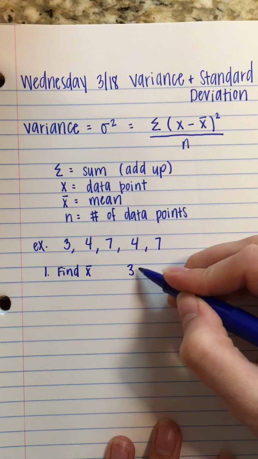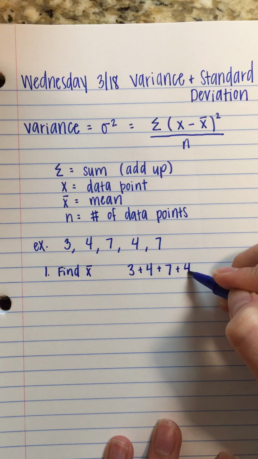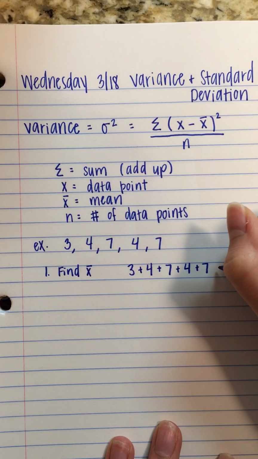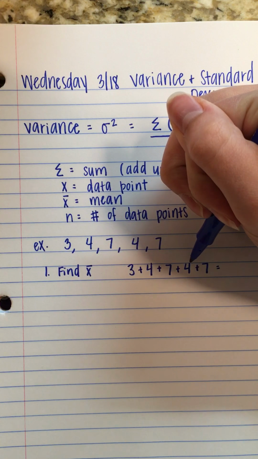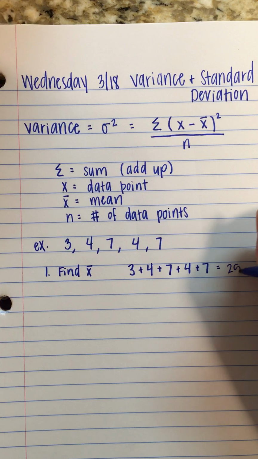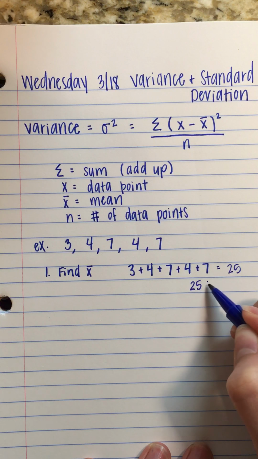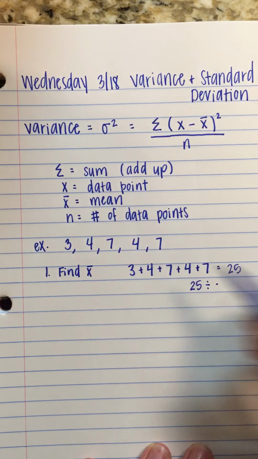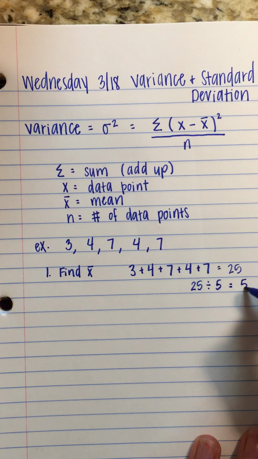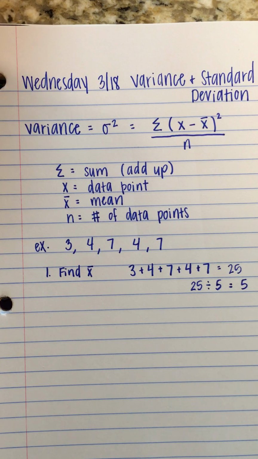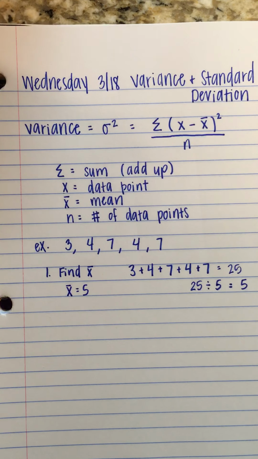So to do that, let's do 3 plus 4, 7, 14, 18, 25. And then I'm going to divide by the number of data points that I have, which in this case is 5. So my mean is 5. Okay, so that's not new. We've been doing that. So x bar equals 5.